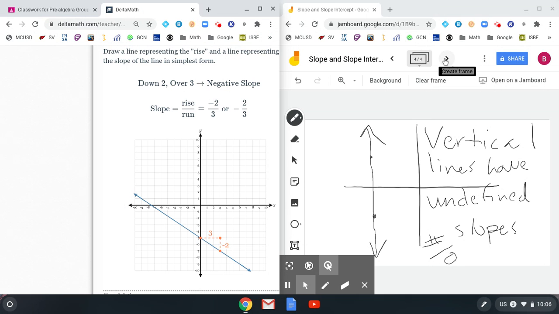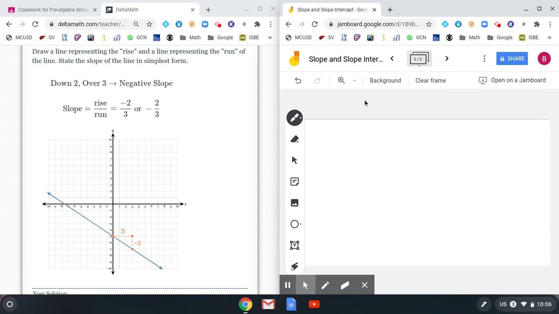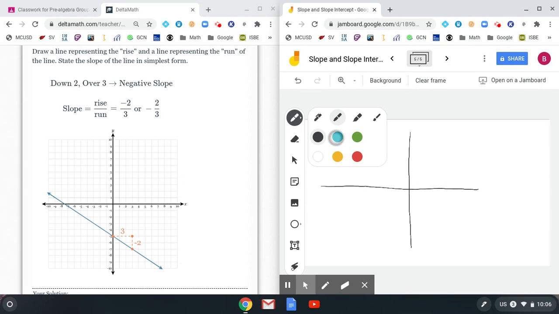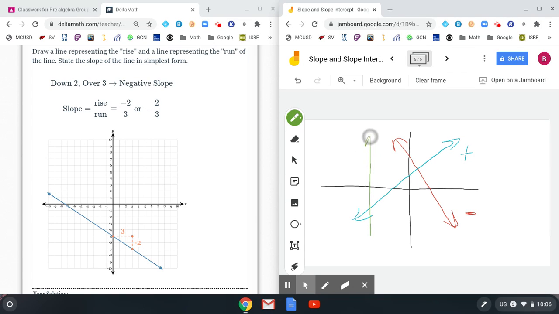Now, I'm going to go back to my Jamboard page over here. I'm going to create a new page just so that we're clear, when you're looking at a graph, I'm going to draw my graph again. I'm going to see if I can change colors here. When you're looking at a graph that looks like this, remember that's a positive slope. If you're looking at a graph that looks like this, it's a negative slope. And we've talked about now that if the graph is going up like this, that's undefined. I'm just going to write undefined.